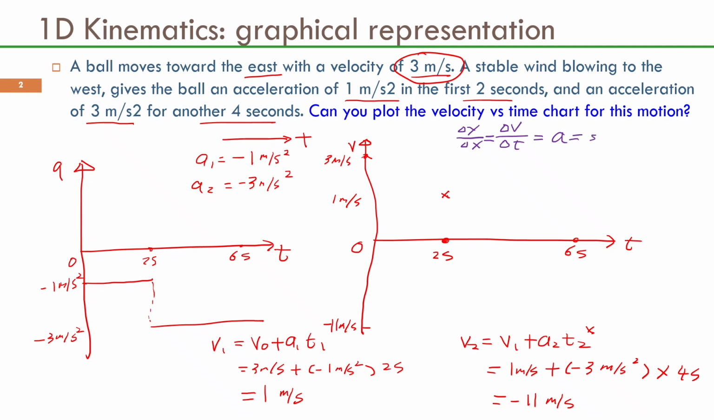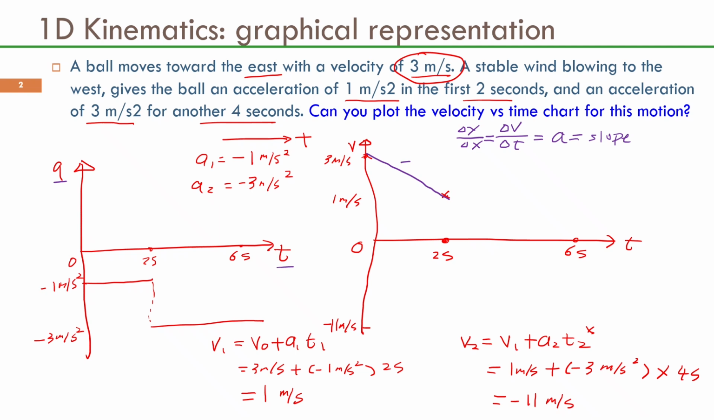That means acceleration is the slope of the velocity versus time chart. And we know from this acceleration versus time chart, from 0 to 2 seconds, the slope is a constant, which is minus 1 meter per second square. In other words, from 0 to 2 seconds, there should be a straight line because the slope is a constant.